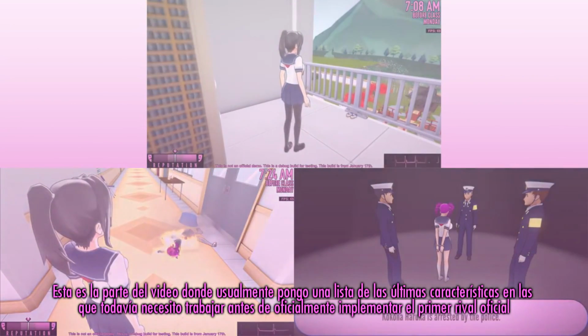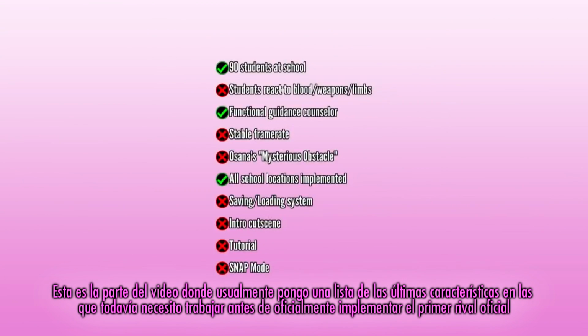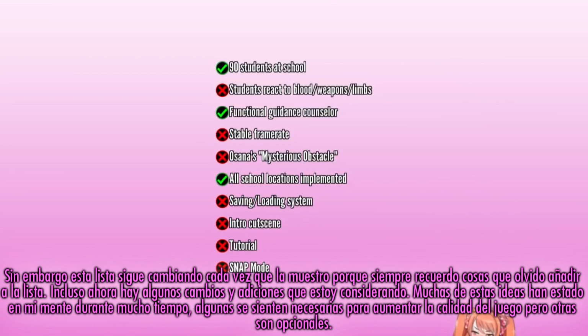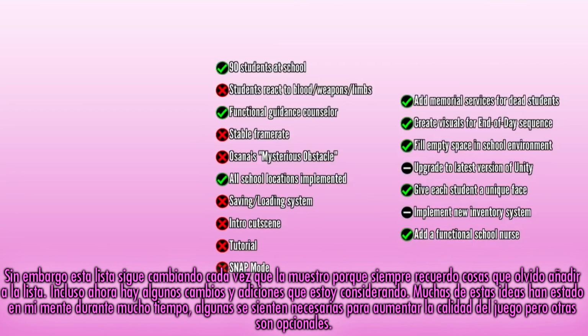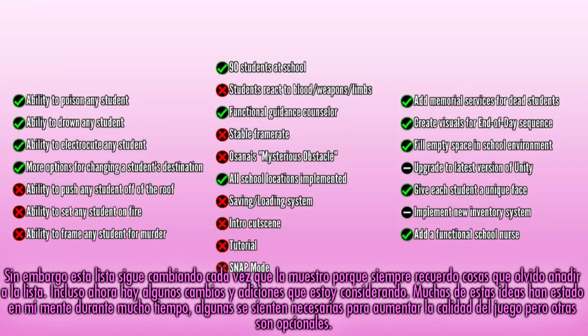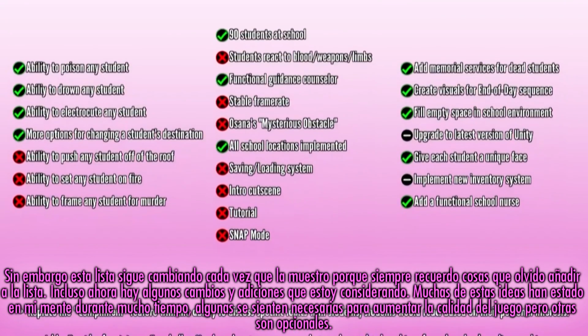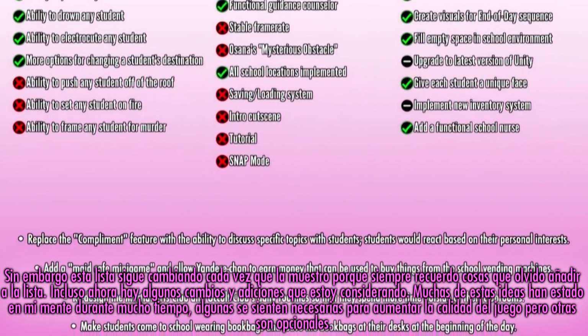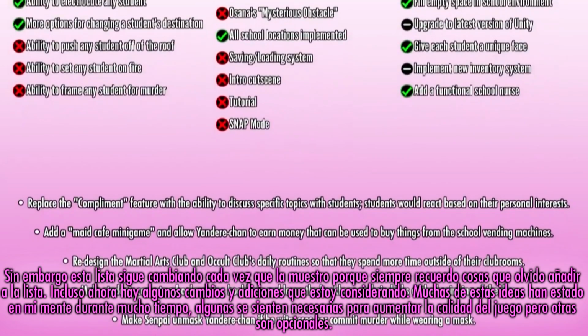This is the part of the video where I usually display a checklist of the last remaining features I still need to work on before I'll be able to start implementing the first official rival. However, this checklist keeps changing every time I display it, because I'm constantly remembering things that I forgot to add to the list. Even now, there are still some changes and additions that I'm considering. Most of these ideas have been on my mind for a very, very long time.